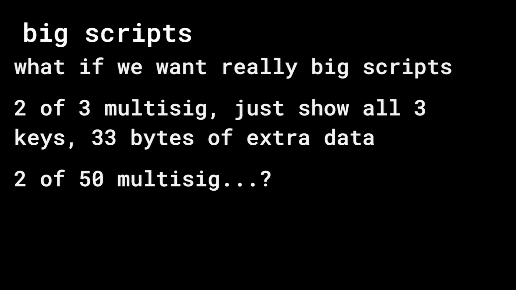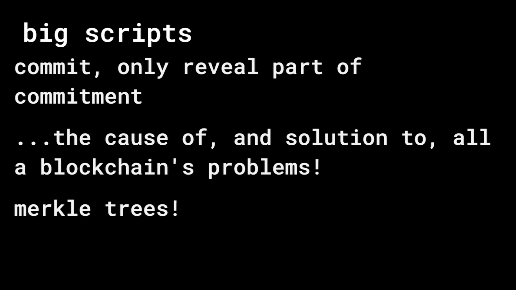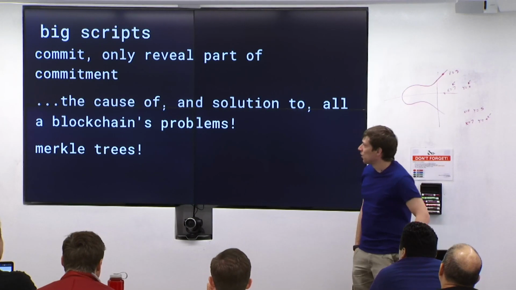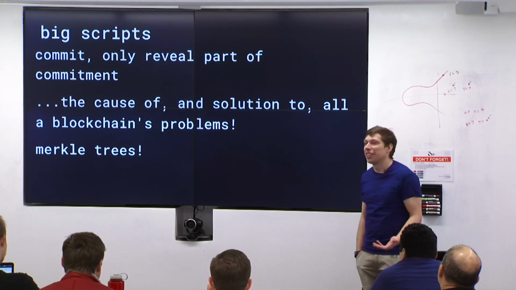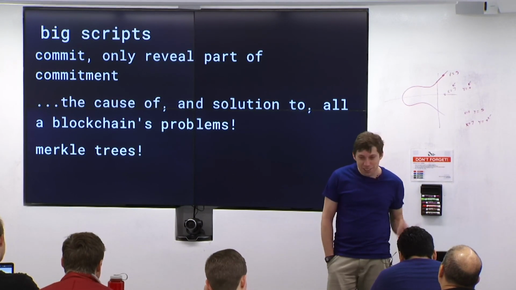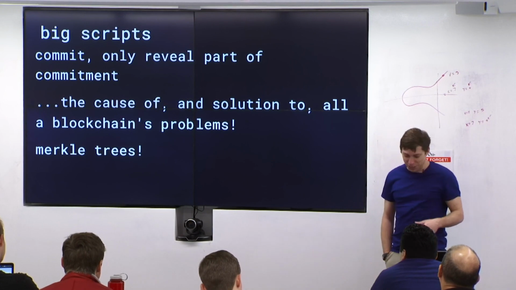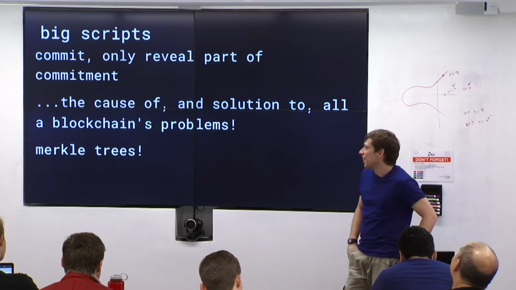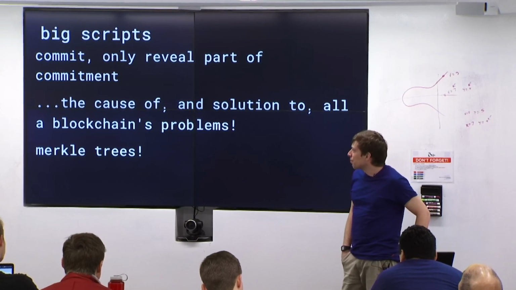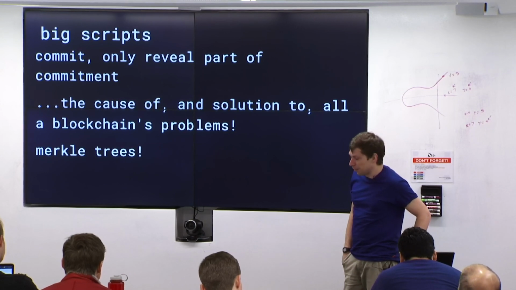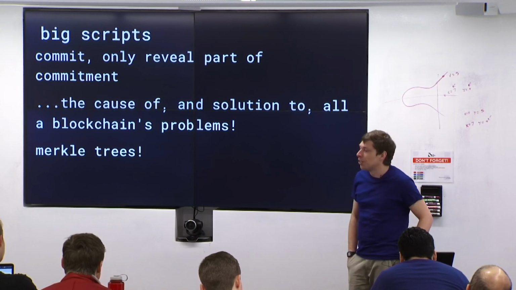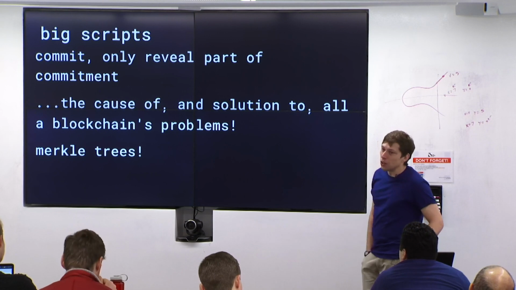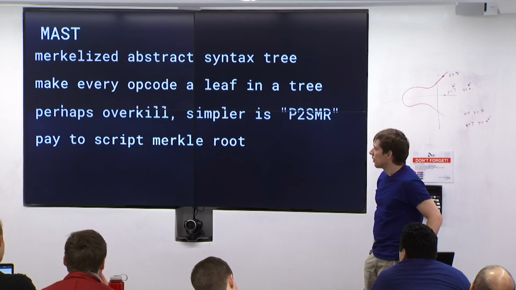Any ideas? Okay, you commit and only reveal part of a commitment. So the solution to all of blockchain's problems: Merkle trees, right? That's sort of the solution for all. Throw a Merkle tree on it, which is actually what I'm working on now for another thing. So yeah, you commit to some kind of root, and then you reveal only part of what you've committed to.